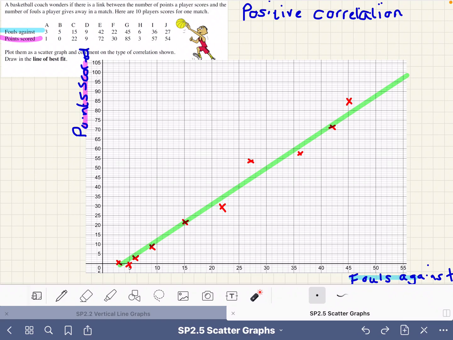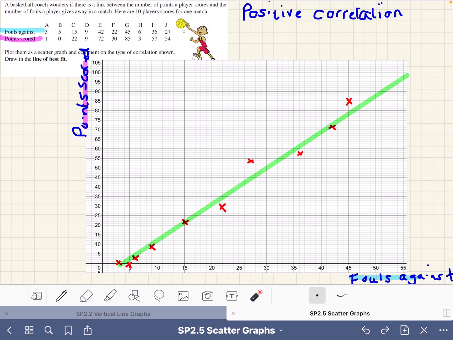In example 1, we look to identify whether there was a relationship between the number of points a player scored and the number of fouls a player gave away. We plotted 10 players' points onto a graph to make a scatter diagram, where we tallied the fouls against the player and the points scored.